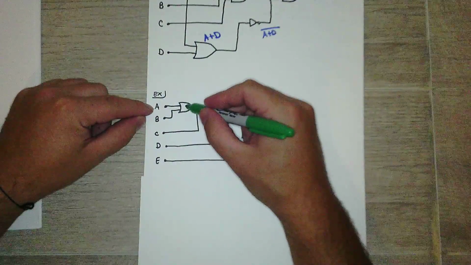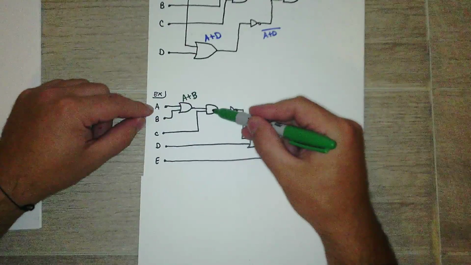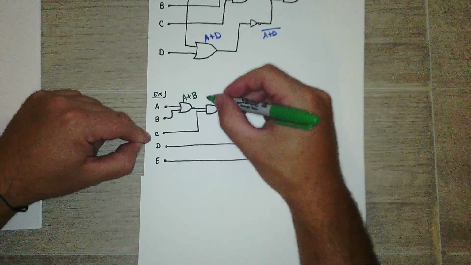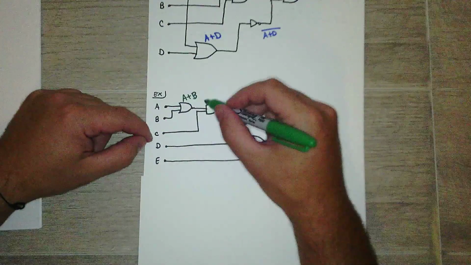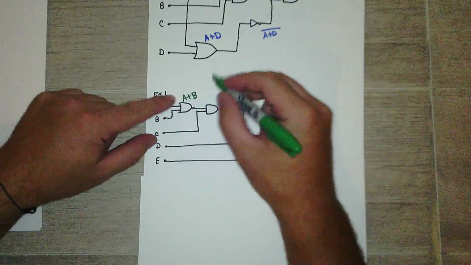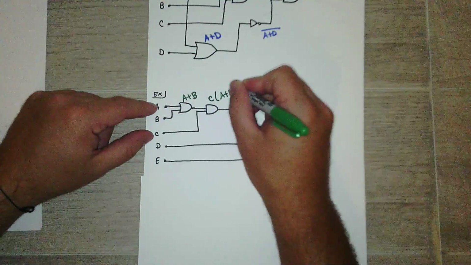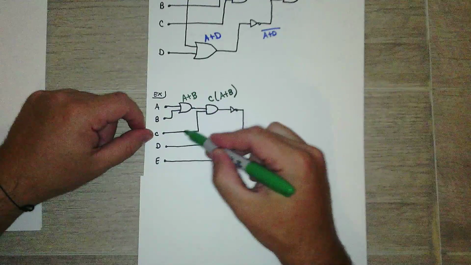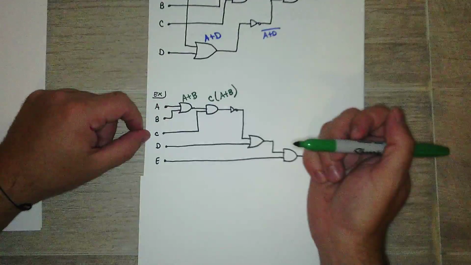Okay, so we have an OR gate, so this is A or B, and that goes into an AND gate along with the other input of C. So how do I write that? Remember, AND gate means multiply. So how would you write C multiplied by A plus B? You would write it kind of like this. Okay, so this is C. You can write this one first, doesn't matter. C and A or B.